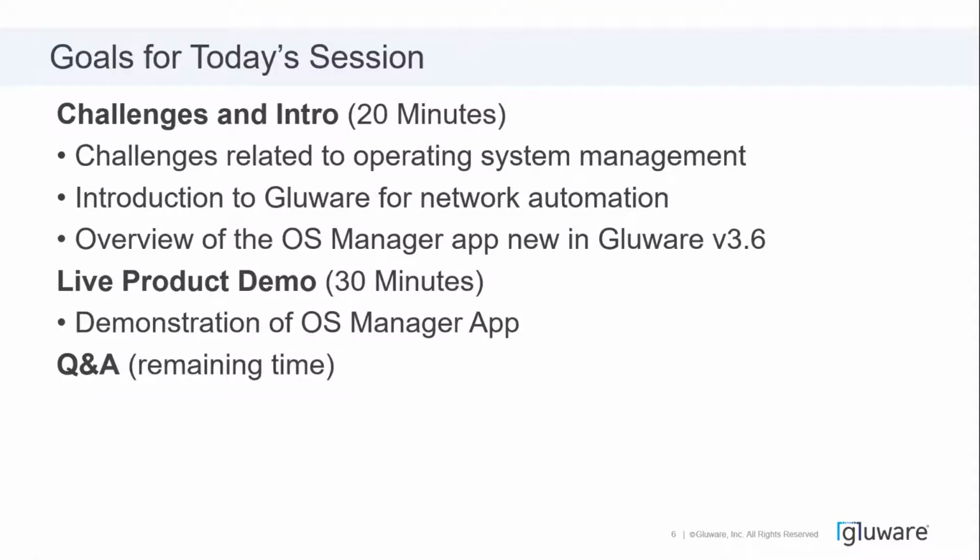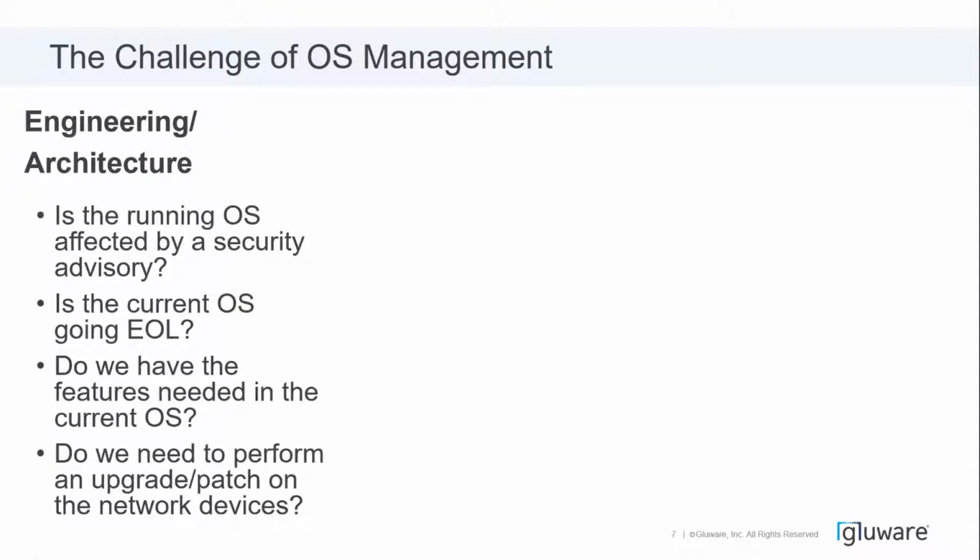So moving on, the challenge of the operating system management. As mentioned, I had roles in both engineering and architecture, and oftentimes you have responsibility that covers some of these bullet items, like, is my running operating system affected by a security advisory? So security advisories are put out by the vendors. They are obligated to do this, I believe, legally. And so they issue things, if you're familiar with Cisco, has things called PSIRT. It's a security advisory.